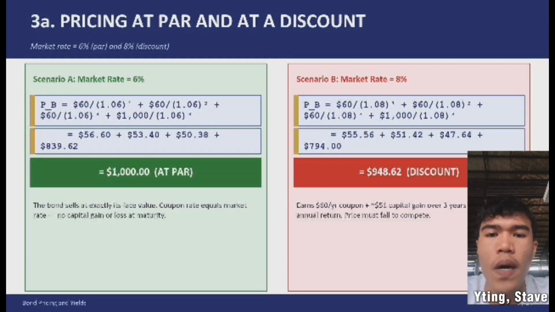A simple example for bond pricing. Basic facts. Face value is $1,000. Fixed interest is $60 every year. Time is 3 years. The market rate equals the current interest.